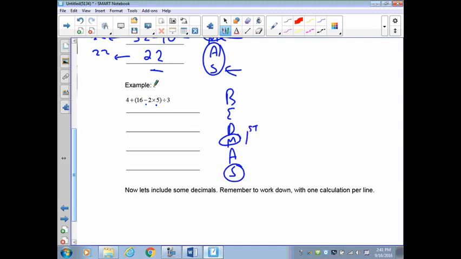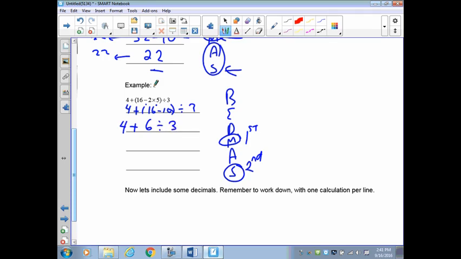All right? And then this would be second. So multiplying 2 times 5, that's equal to 10. So my next line is 4 plus bracket 16 minus 10 bracket divided by 3. Now I can do my subtraction. And I've got 4 plus 16 take away 10 is 6 divided by 3.